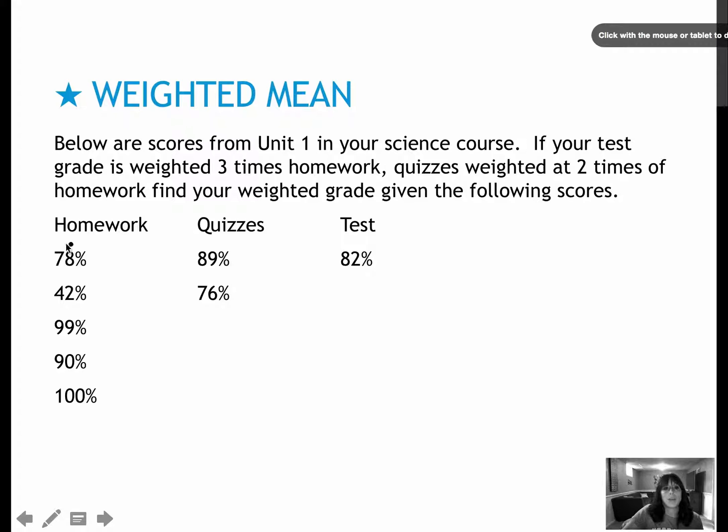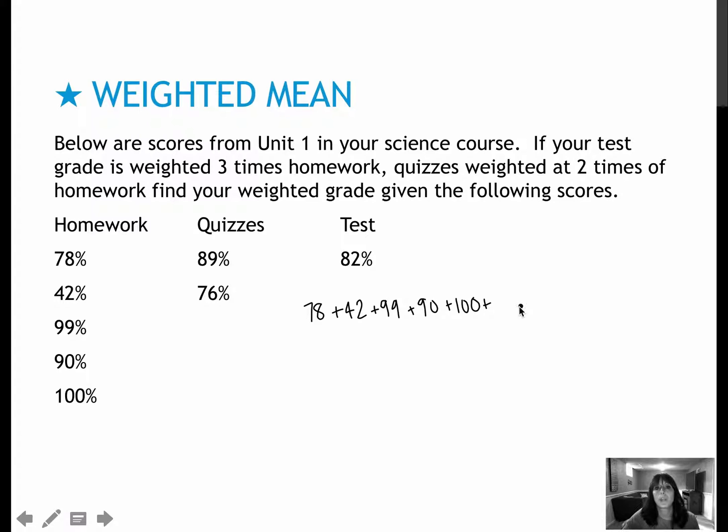So I know that I'm going to have to add up 78, 42, 99, etc. So I'm going to add those. For my quizzes, I'm going to add 2 of each, so 2 times 89 plus 2 times 76. And then for my test, that is weighted 3 times, so 3 times 82.